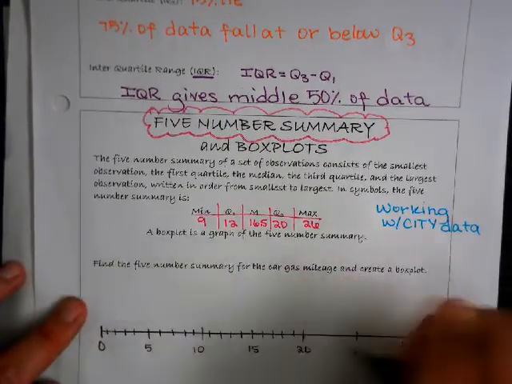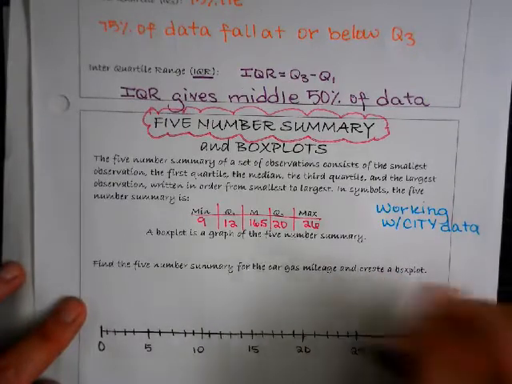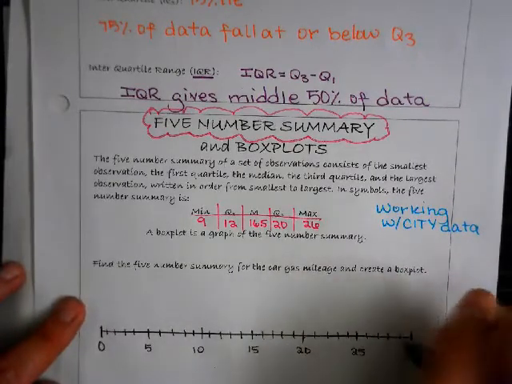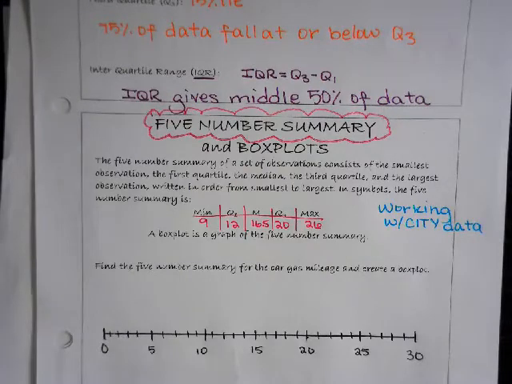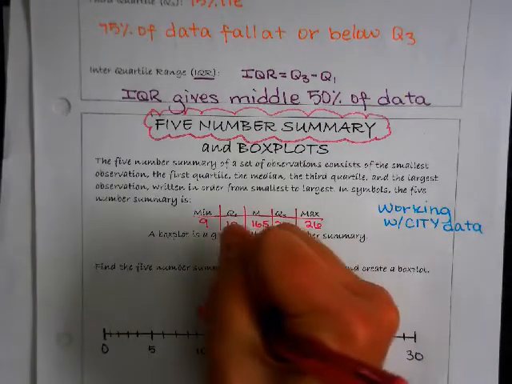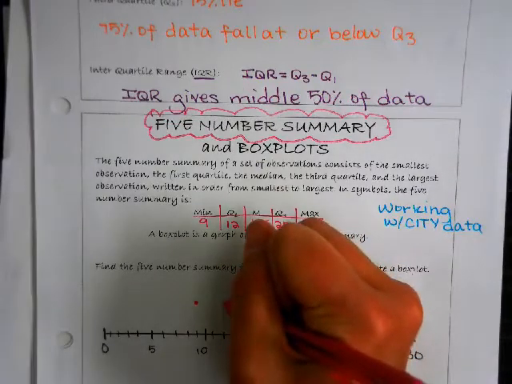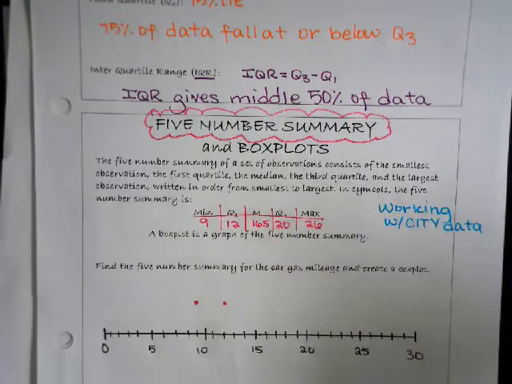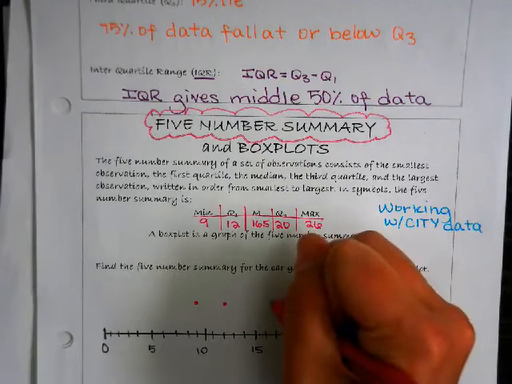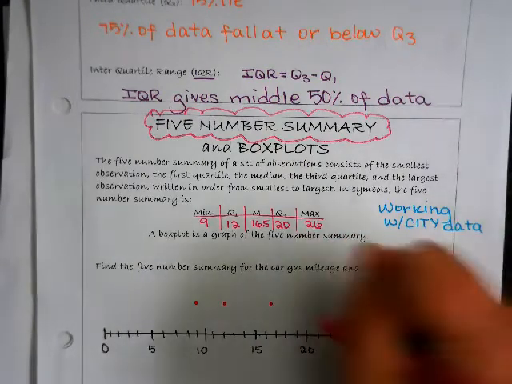Then I'm going to put dots for my 5-number summary above the number line. So 9, 12, and try to put them in a straight line. We're going to do a little more with them in a minute. 16 and a half, 20, and 26. Any questions so far?